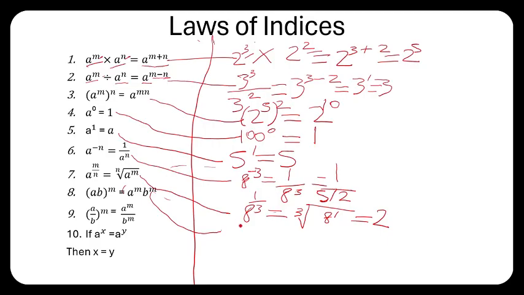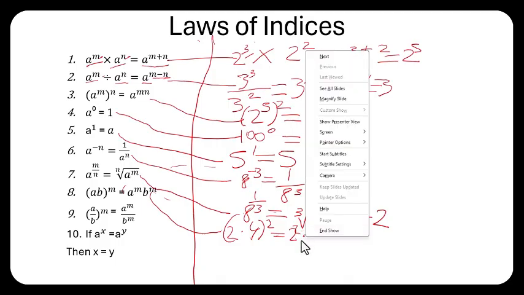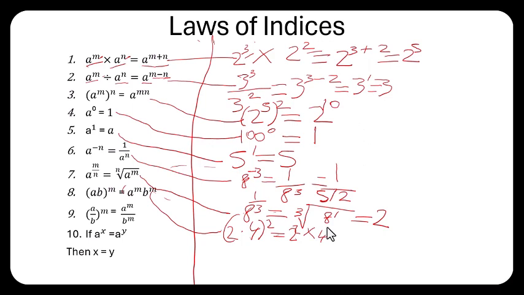So the next one, AB raised to power m. So let's take 2 times 4 raised to power 2. So this is same thing as what? 2 squared times 4 squared. So 2 squared is what? That's 4. Then 4 squared is what? That's 16. 4 times 16 is what? 64.